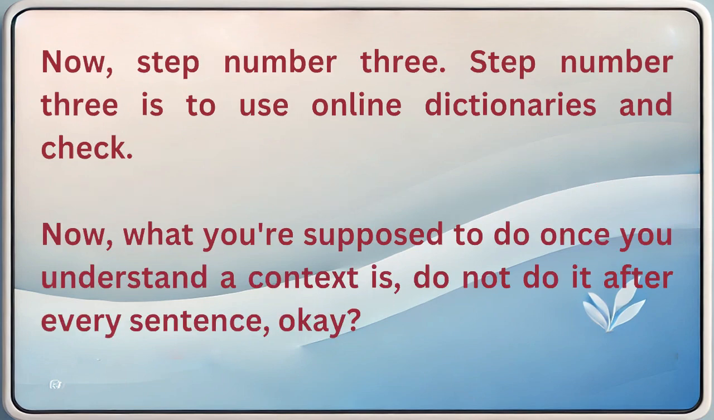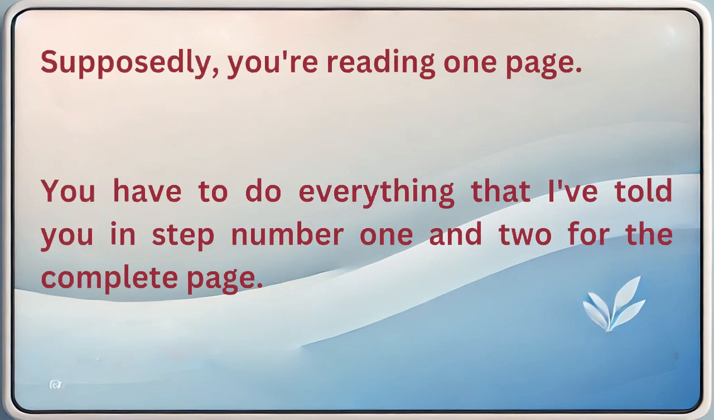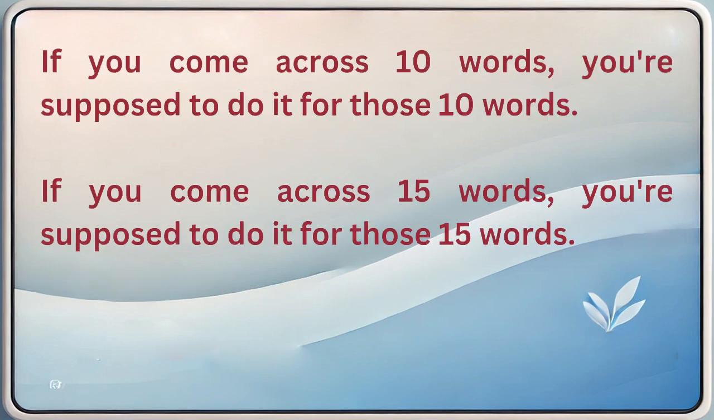Now, step number 3 is to use online dictionaries and check. Now, what you're supposed to do once you understand a context is do not do it after every sentence, okay? Supposedly, you're reading one page. You have to do everything that I've told you in step number 1 and 2 for the complete page. If you come across 10 words, you're supposed to do it for those 10 words. If you come across 15 words, you're supposed to do it for those 15 words.